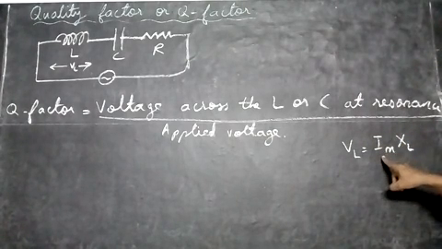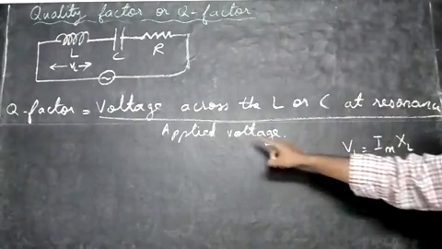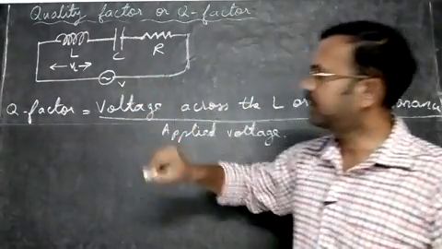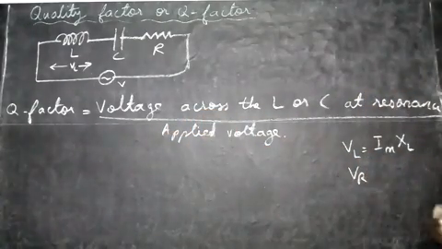So IM means the maximum value of the current, and XL is the inductive reactance. And the applied voltage, the voltage that we are giving, we can write as VR, which is equal to the voltage across the resistor.